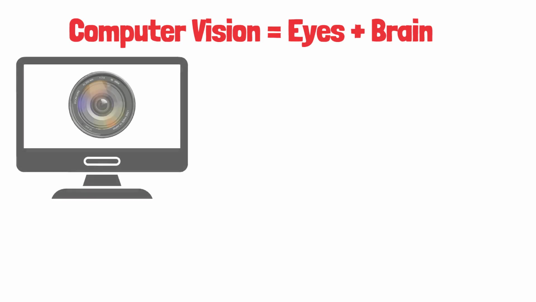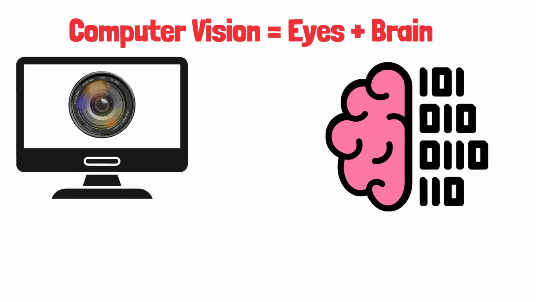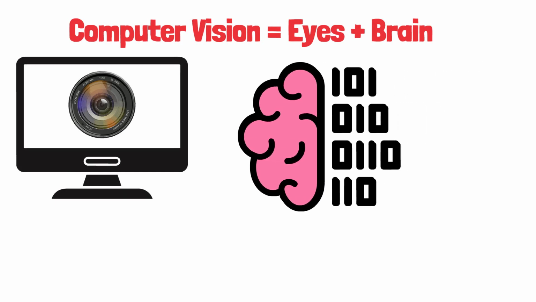Computer vision equals eyes plus brain. Let's think of it this way. The camera is the eyes of the computer. The software or code is the brain. Together, they help the machine see and think about what it sees.